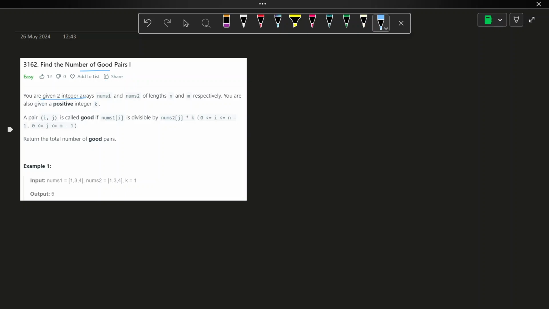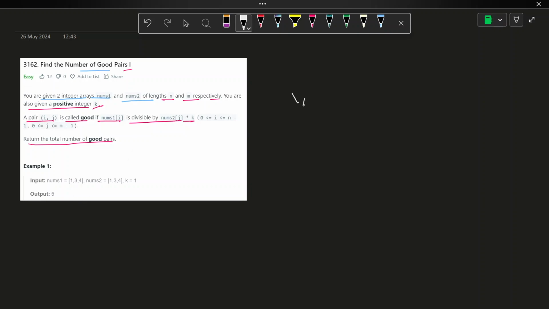You are given two integer arrays nums1 and nums2 of length n and m respectively. You are also given a positive integer k. A pair (i, j) is called good if nums1[i] is divisible by nums2[j] times k. Return the total number of good pairs. So first, this problem's constraints are small, so it will be easily solvable. Okay, so what is the problem?